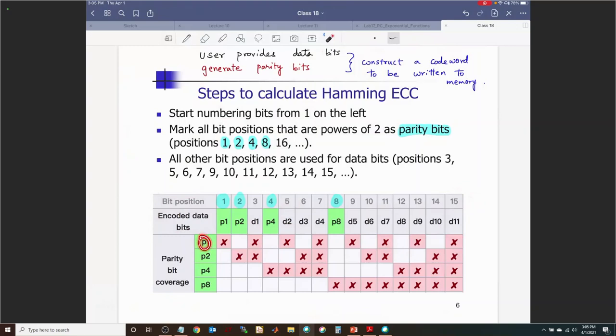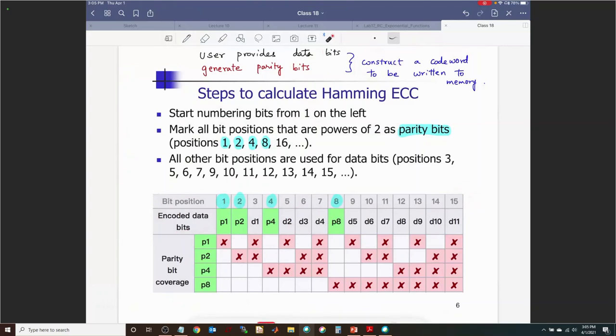P1 covers 1, 3, 5, 7, and so on, all the odd positions. P2 covers 2, 3, and so on. I'll talk more about where this is coming from in just a bit. But I hope that we are in agreement in terms of where the parity bits should go: P1, P2, P4, and P8 at positions 1, 2, 4, and 8. Powers of 2. Those powers of 2 bit positions, right?